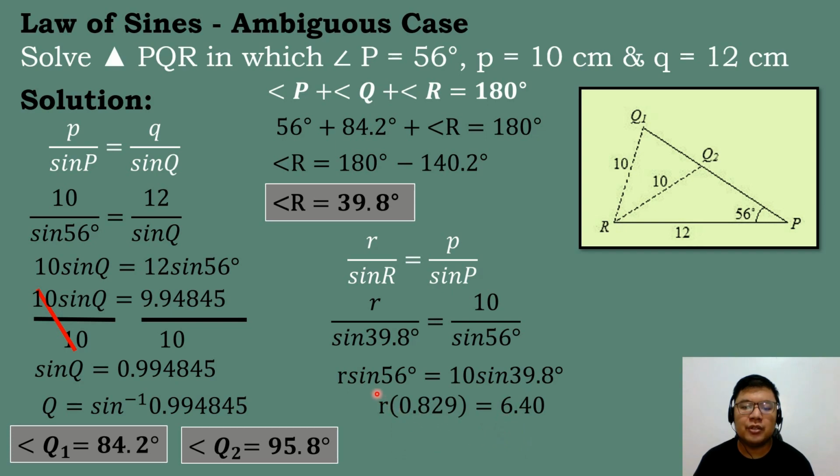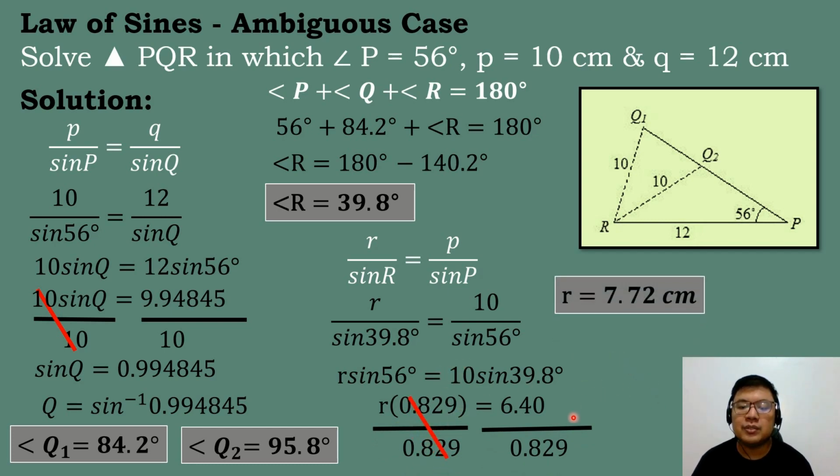Then press this on your calculator. Bring down r sine 56, which is 0.829, equals 10 times sine 39.8 degrees, which is 6.40. Then we will divide both sides by 0.829, so this will be cancelled out. So r will be equal to 6.40 divided by 0.829, which is 7.72 centimeters. Therefore, the measure of side R, this side, is equal to 7.72 centimeters.